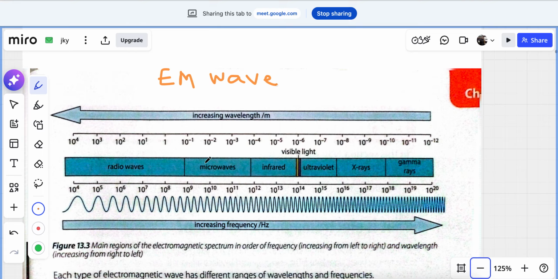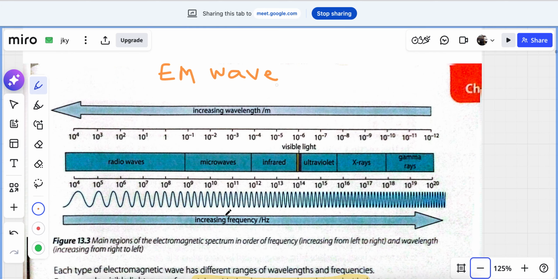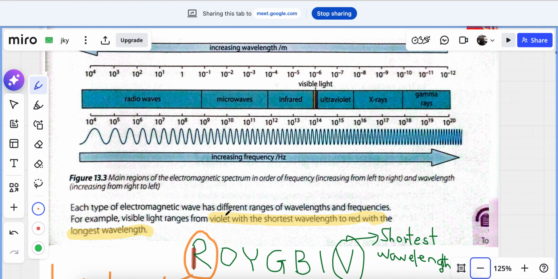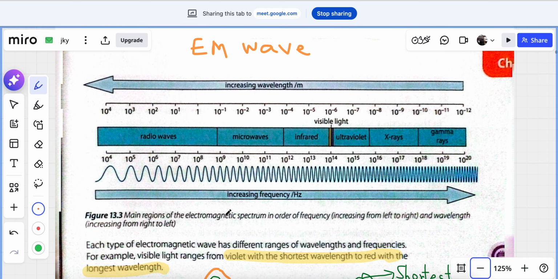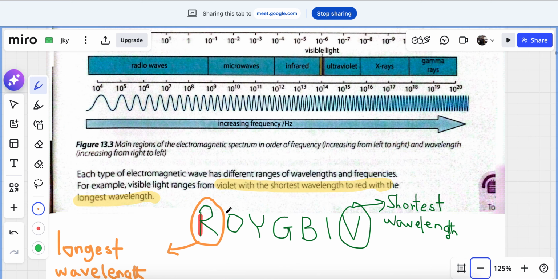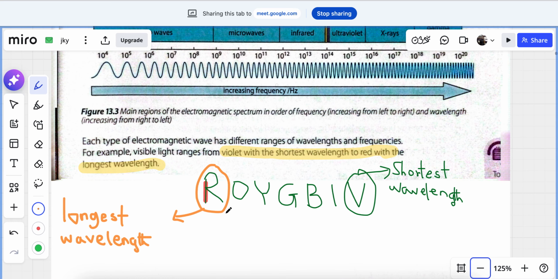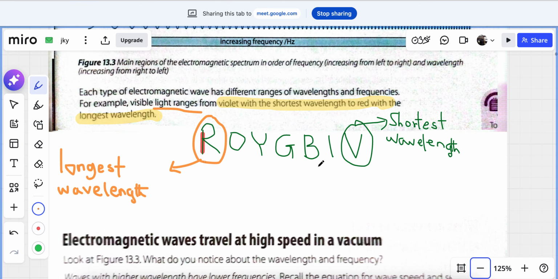So we need to know how to draw the spectrum. In the exam, we need to show the increasing frequency from this side to this side, and the increasing wavelength from the opposite side, the gamma ray, to the radio waves. This is what we call the EM spectrum, the electromagnetic wave spectrum. Remember, we have discussed the electromagnetic wave. We say it has different ranges of wavelength and frequency. For example, the visible light ranges from violet with the shortest wavelength to red with the longest wavelength. The visible light has several rainbow colors.